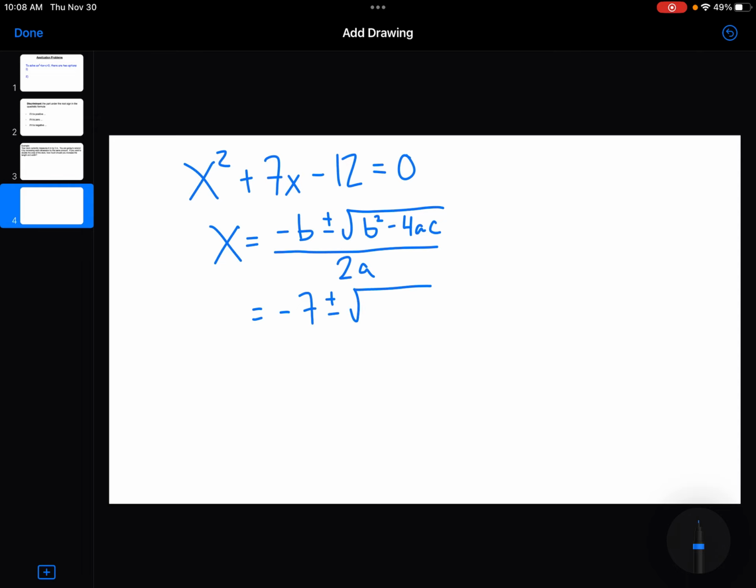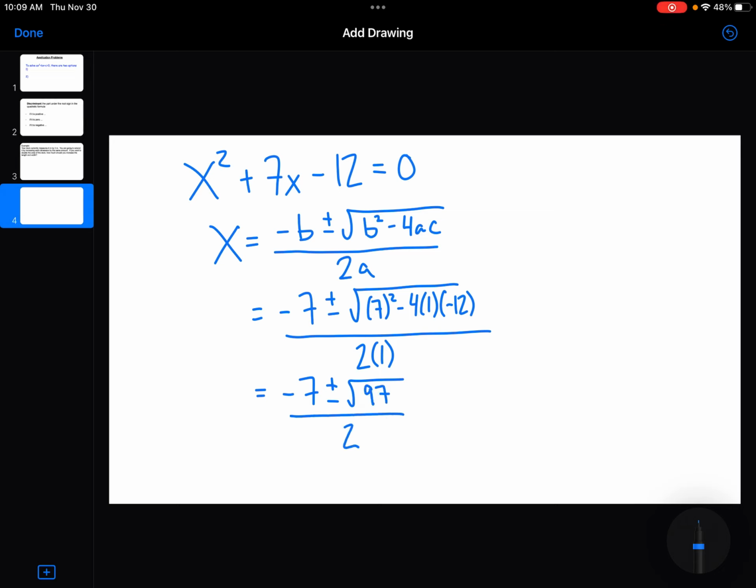We have negative 7 plus or minus 7 squared minus 4 times 1 times negative 12. That's the big thing. We're timesing that negative 4 by negative 12, so we're going to have two negatives under the square root there, which is going to give us a positive number. So what we're going to have is 49 plus 48 under the square root. So we have negative 7 plus or minus the square root. 7 squared is 49. 4 times 12 is 48. And we're adding them because of the double negative. So the square root of 97, all divided by 2.